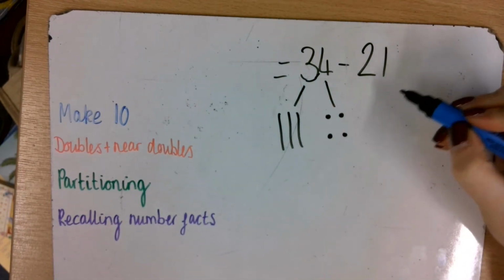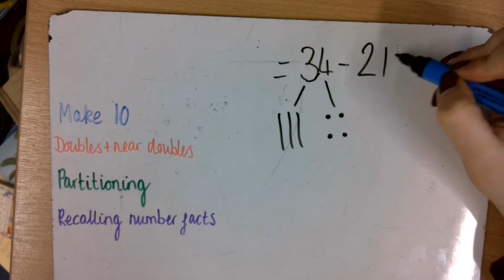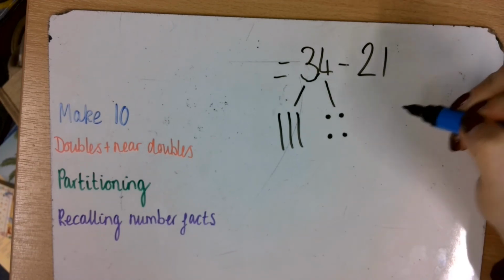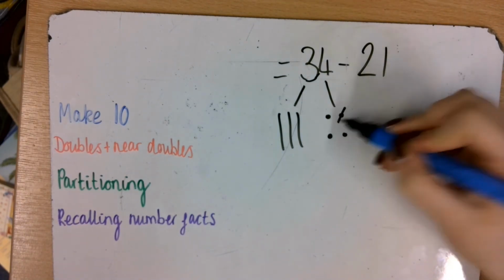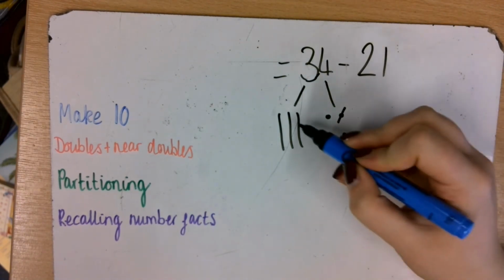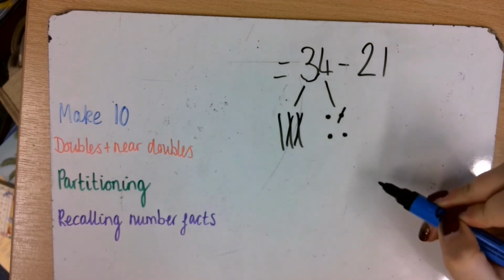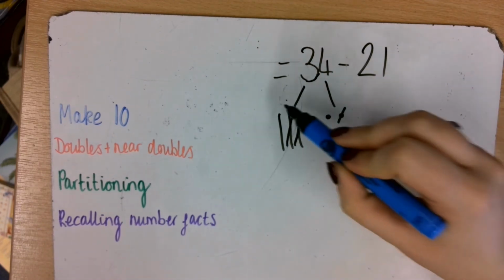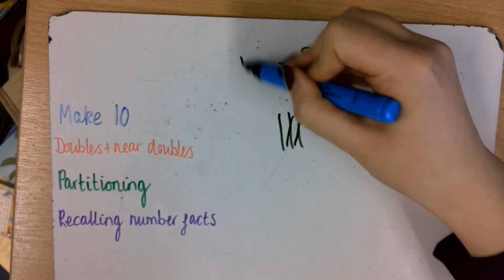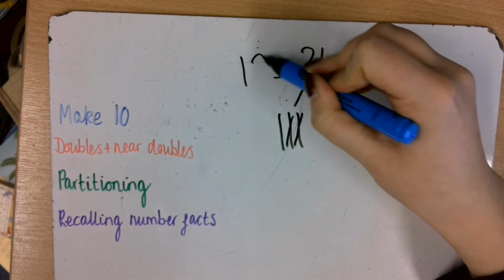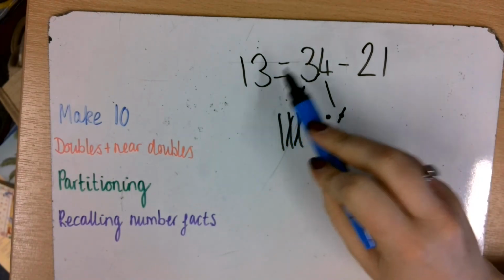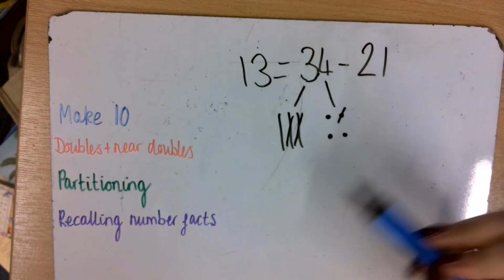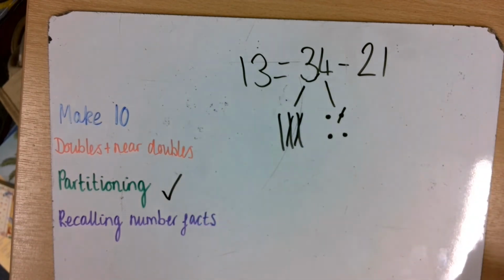But from here, I am going to break my 21 down into tens and ones to subtract from my 34. I'm going to subtract 1, and I'm going to subtract 2 tens. And what I'm left with is 1 ten and 3 ones. So my answer is 13. 13 is equal to 34 subtract 21. So that's how you would use partitioning for a 2-digit subtract a 2-digit equation.